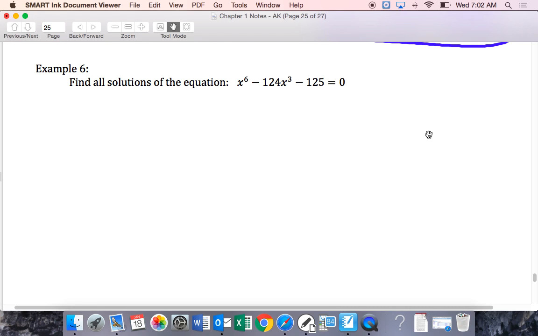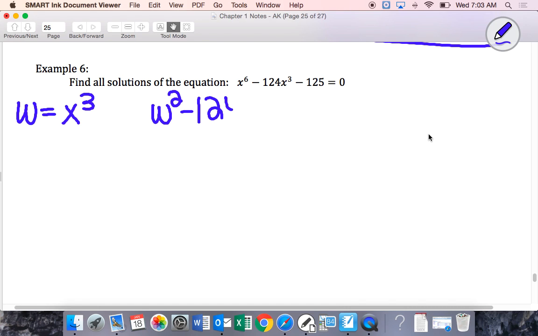So for example 6, I've got x to the 6 minus 124 x to the third minus 125. So this time I'm going to let w equal x to the third. Every time, if you're confused as to what to let w be equal to, look at the middle term, whatever that letter is. So that's x to the third, so that's my w. So now it's going to be w squared minus 124w minus 125 equals 0.